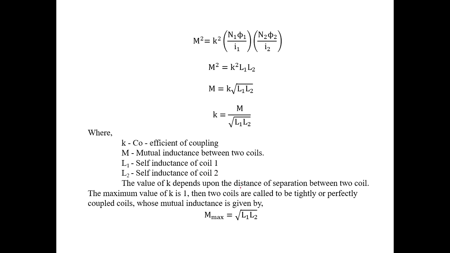The value of K depends upon the distance of separation between two coils. The maximum value of K is 1. Then the two coils are called tightly or perfectly coupled coils, whose mutual inductance is given by M max. K value is 1 means we can write mutual inductance M is equal to root of L1 into L2. Here we have to remember these two formulas. K equal to M divided by root of L1 into L2, and also mutual inductance M is equal to K into root of L1 into L2.